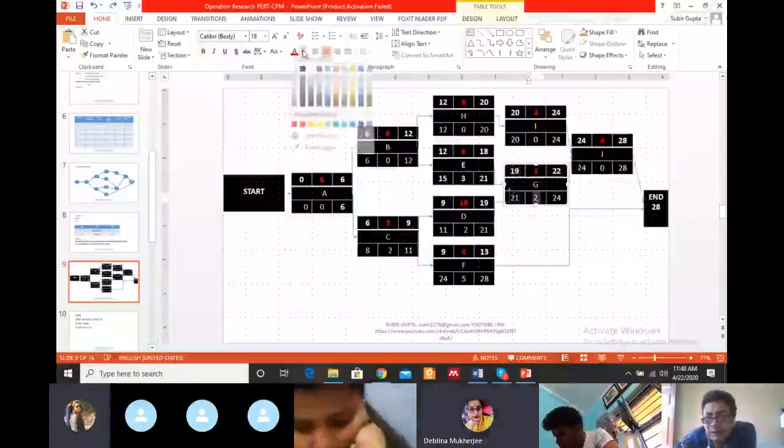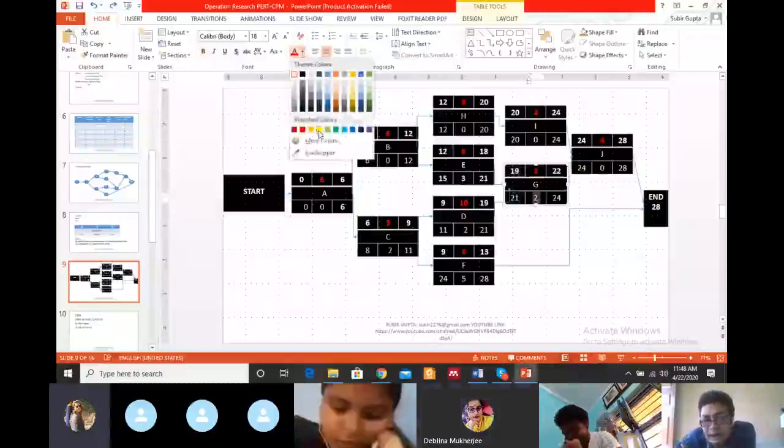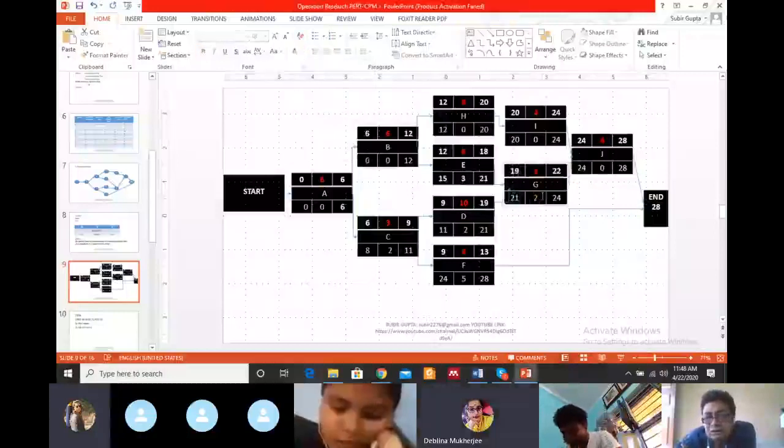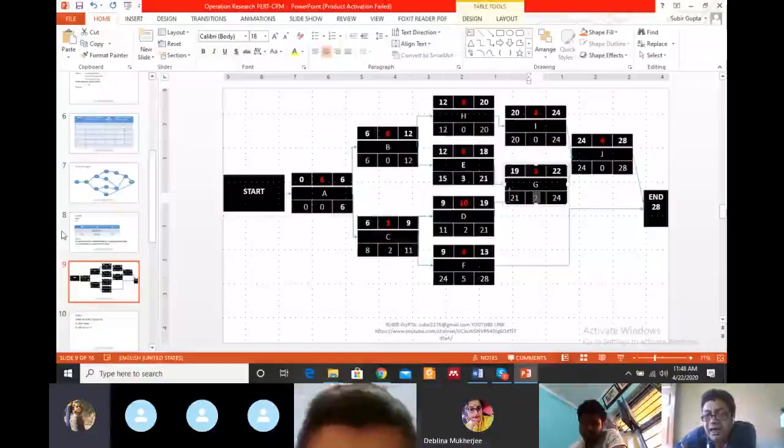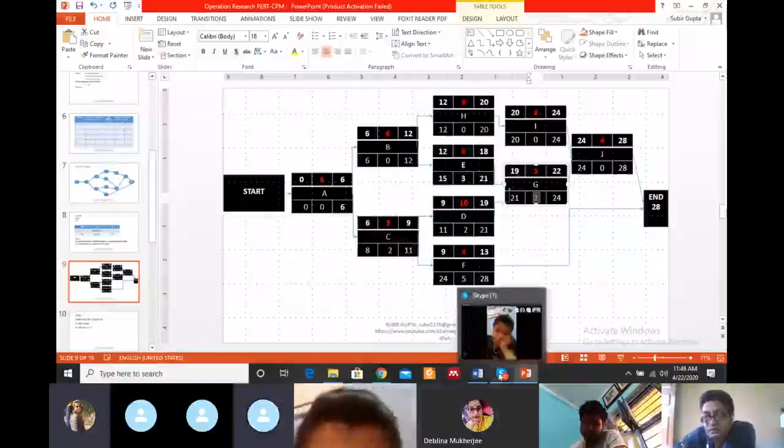কেন 2 হলো বোঝা গেল? Yes, sir. Now fill up all the values. Simply LS minus ES, then you can find out the slack value for all the nodes.